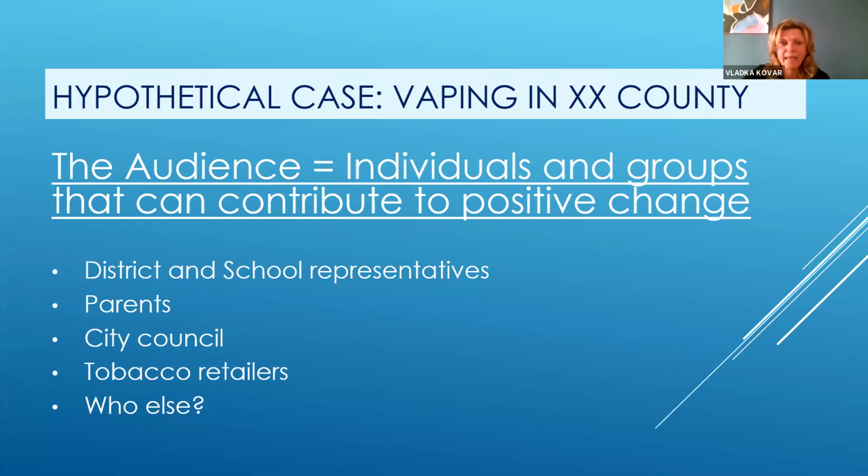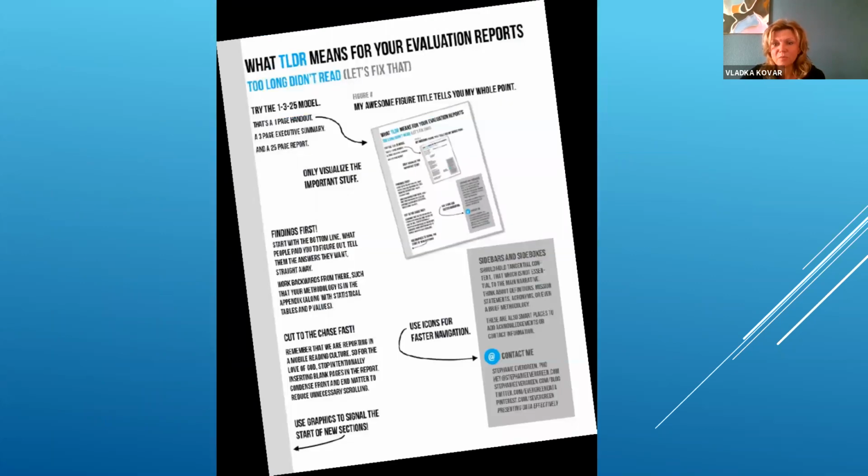So for this hypothetical case, we are thinking about the audience as an individual or a group that can contribute to positive change. So for this case, we identified the district and school representatives, parents, city council, and also the tobacco retailers, because we feel that if they are part of that whole issue, they should be at the table. But of course, the communication will be slightly different from how we communicate with the rest of those identified audiences. But again, you are the expert, you are in the field, you might be able to identify more groups you want to be talking to.